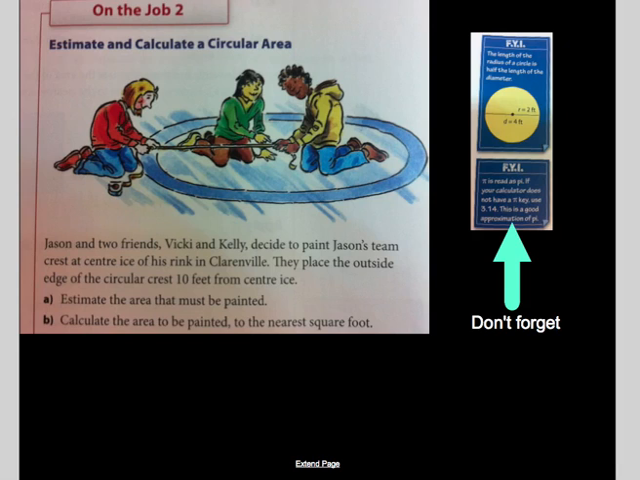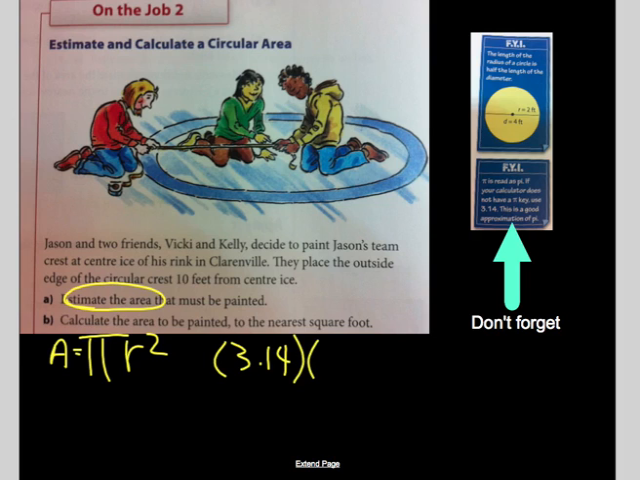Now, continuing on, on the next page, estimate and calculate a circular area. Well, circles are simply written with the formula pi r squared. Okay? So, if I've got area equals pi times r squared, and they want me to estimate the area, well, pi is 3.14. And that's a rough estimate of pi, and the radius here is going to be 10 squared, which is 100. So I have 3.14 times 100, which I can do in my head pretty quick.